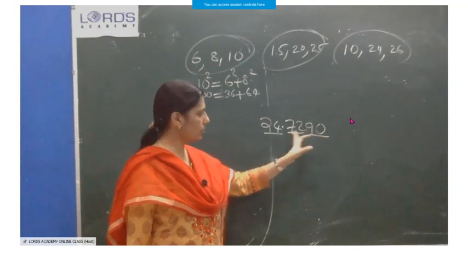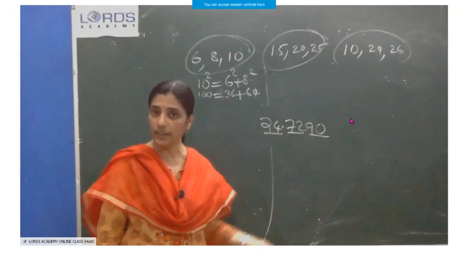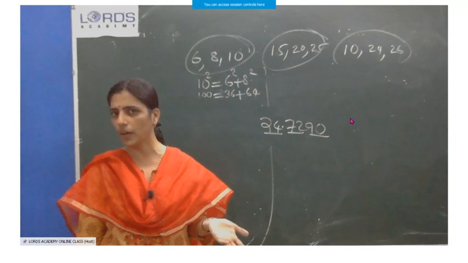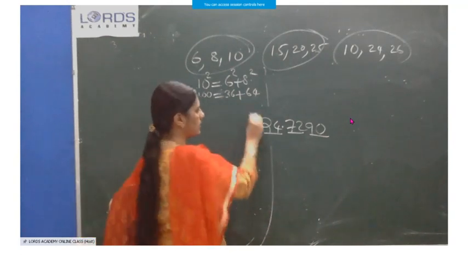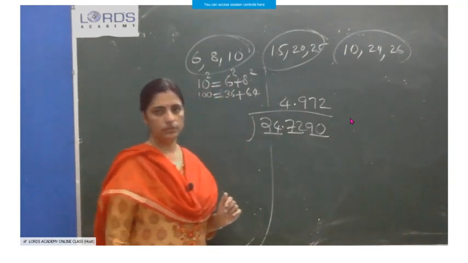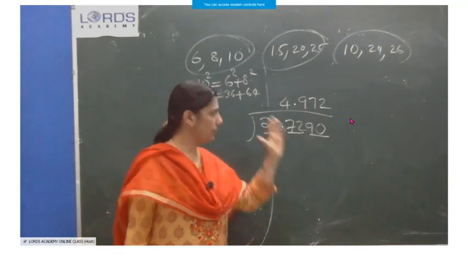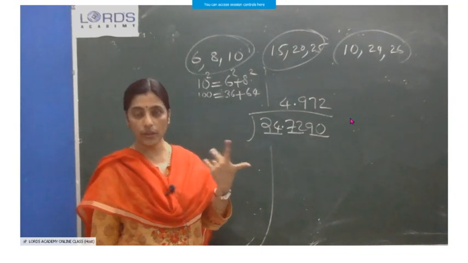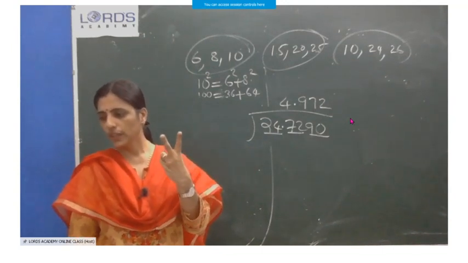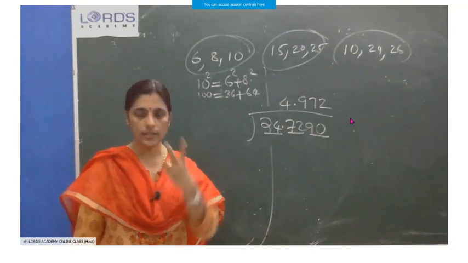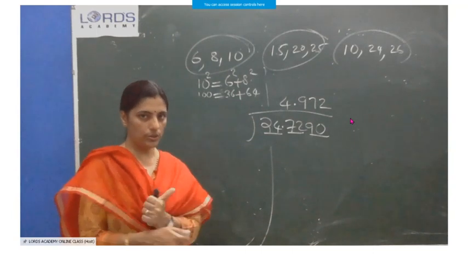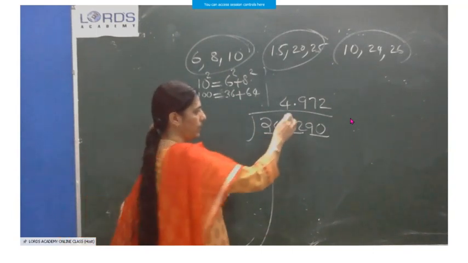So we kept 1 0, so they became a pair, and we didn't get the remainder as 0, but we stopped. After how many steps we stopped? After getting 3 decimals. 4.972, we stopped. Otherwise it will go on like this. Why do we stop? Because they told to find the answer correct to 2 places of decimal. If they told to find for 2 places, we will find 1 more place to round it off. Okay. We got the answer.